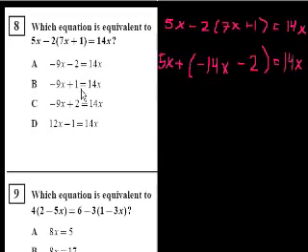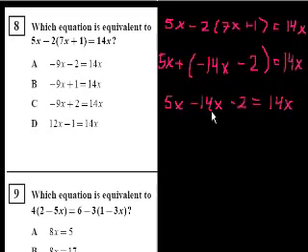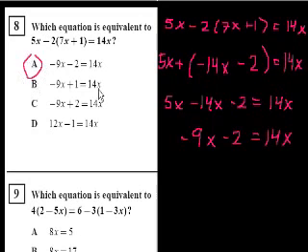And let's see, on all of these choices, they have 14x on the right-hand side, so they just want us to simplify this. So this simplifies to 5x, plus minus 14, so that's minus 14x minus 2 is equal to 14x. So we have 5x minus 14x. So what's 5 minus 14? It's what? Minus 9, right? Minus 9x minus 2 is equal to 14x. And that is choice A.